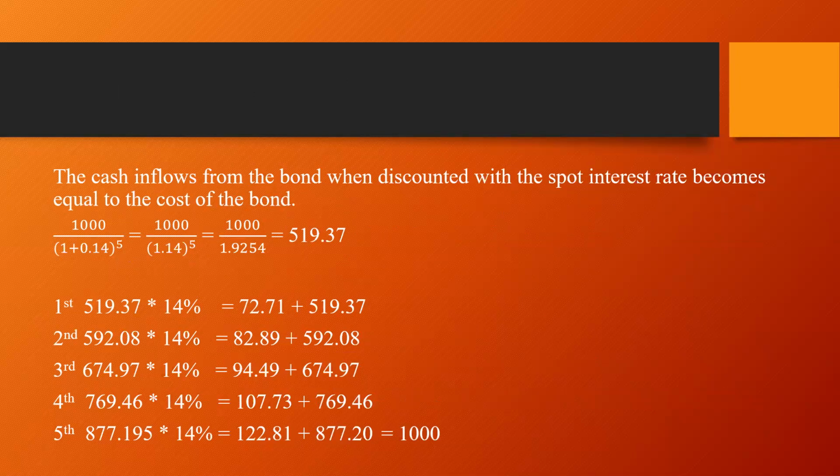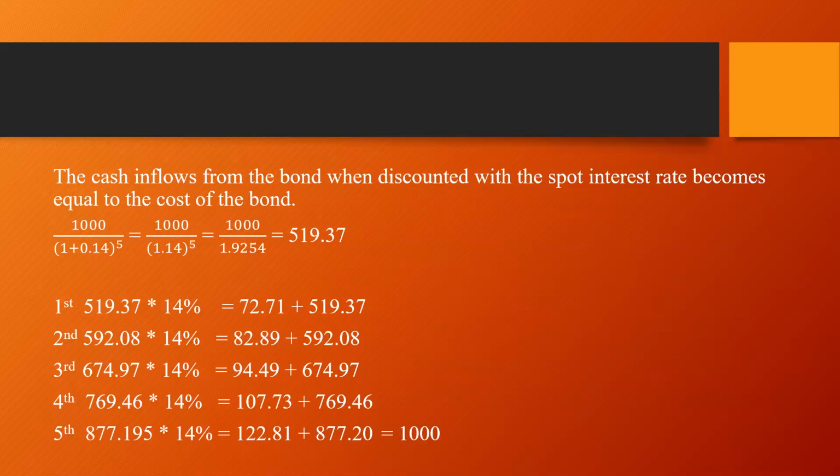In the second year, since I'm not receiving that interest in my hand, I'm assuming that that interest has also been included in the principal amount. I've reinvested that in the bond. That is how I take it. So in the second year, the company owes me 592.08, which is 72.71 plus 519.37. Now the compound interest will be calculated on that amount. So 14% interest will give you 82.89, and that is added along with the amount that the company already owes me, which is 592.08. So in the third year, what the company owes me is 674.97.